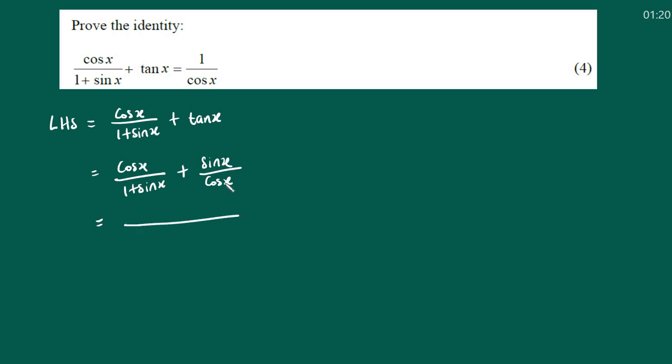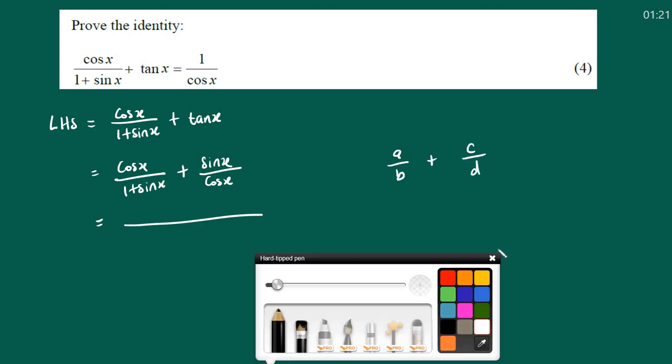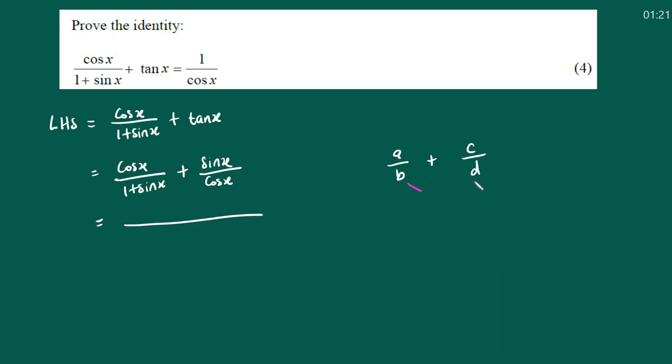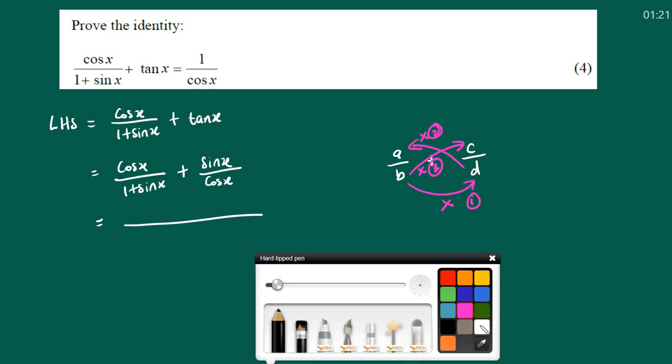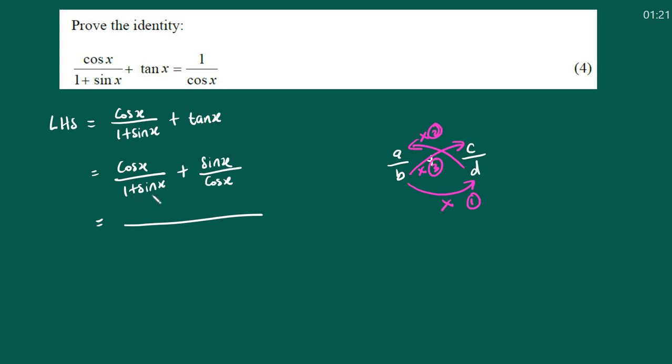So when you combine them, usually I say this: if you have a over b plus c over d, the flow of multiplication is like this. You multiply these ones, then you multiply this, and then you'll end up with that. So you go to this one, then you go to that one. So this is like the first one, the second one, the third one.